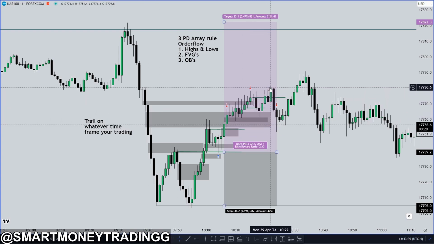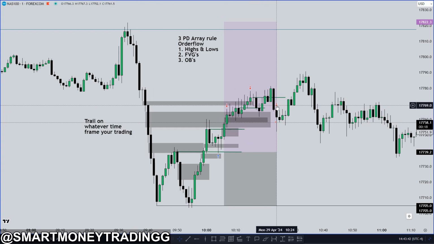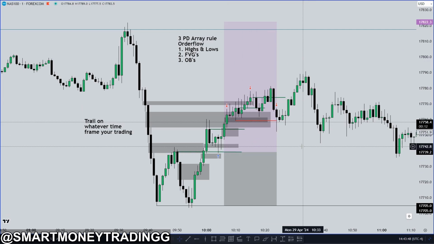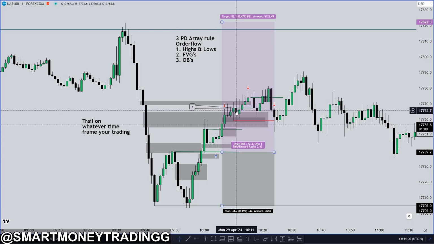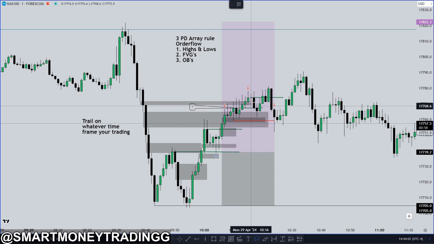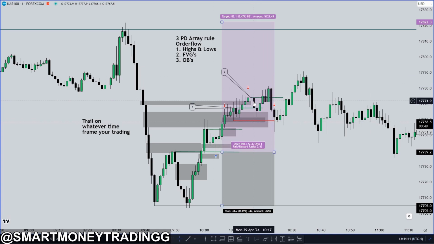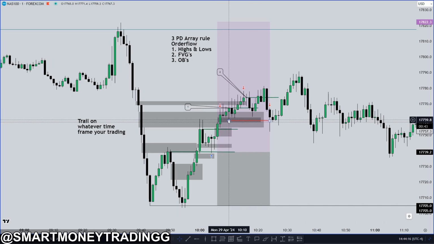And then eventually we went up higher, we created another order block, and then we got stopped out, and the stop loss was right here. So I'm going to go over why I trailed my stop to right there. That's going to be your first PDA array right here, this order block. The second one is going to be this one right here, this order block. This low right here is an intermediate term low, because you don't want to see price ever come back to an intermediate term low.